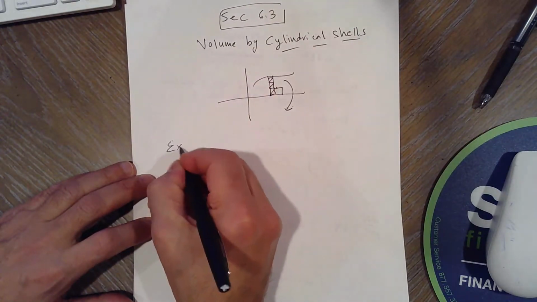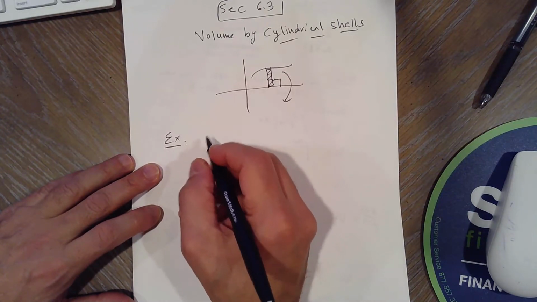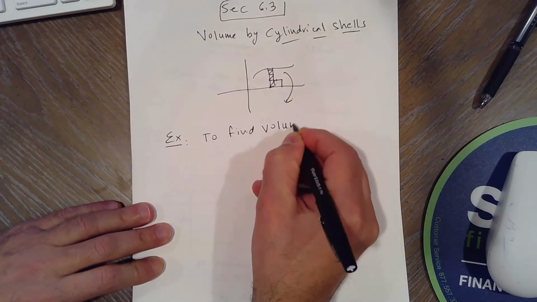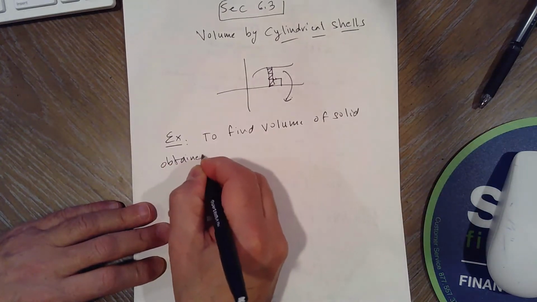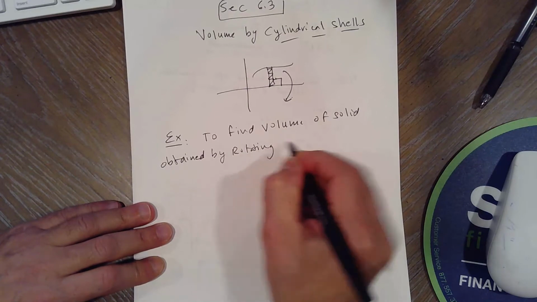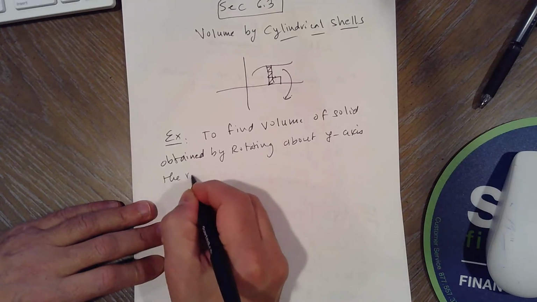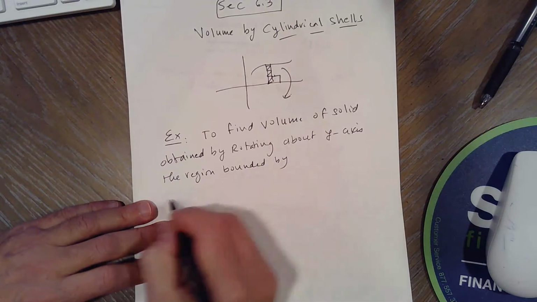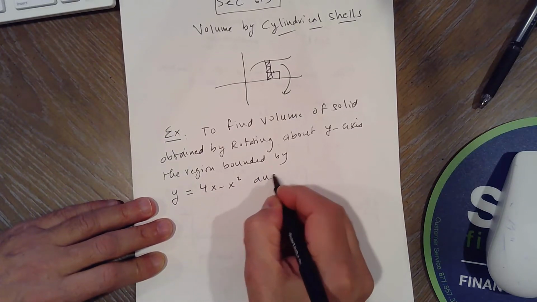Sometimes that doesn't work. Let me explain that. If I say to find the volume of the solid obtained by rotating about the y-axis the region bounded by the graph of y equals 4x minus x squared and y equals 0.